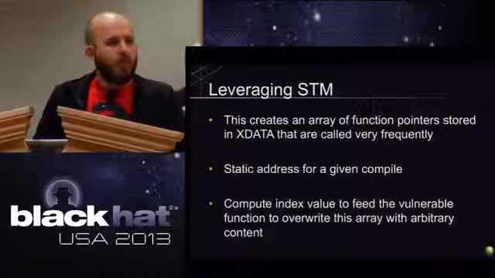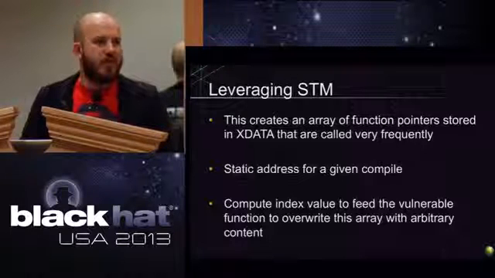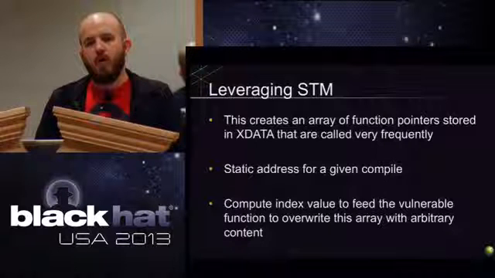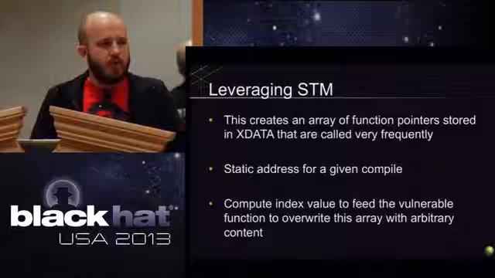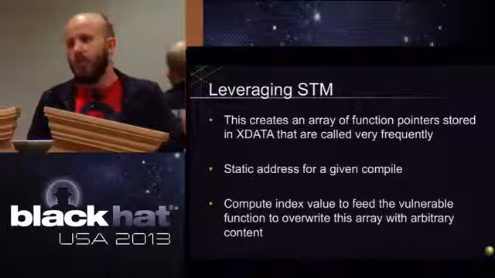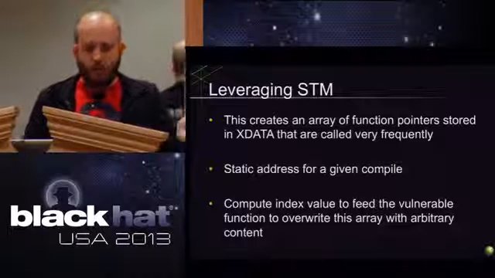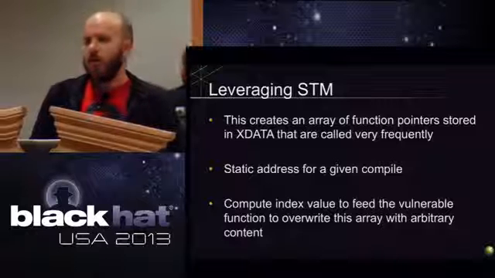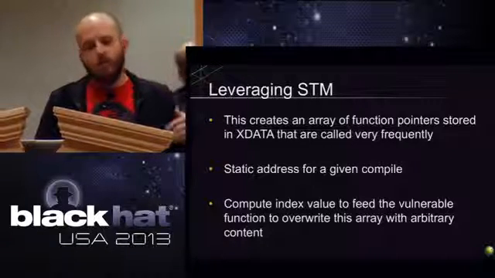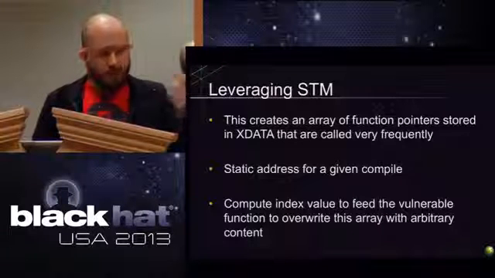All of the locations where the data is stored are static for a given compile. So once you locate where that array is stored, it's going to be the same for every version, or every iteration of that version, right? That means all the meters are going to be the same. That array is going to be stored at the same place on all of them. You just have to compute the index to feed into the bug that we talked about earlier, and then it will allow you to make modifications to that location.